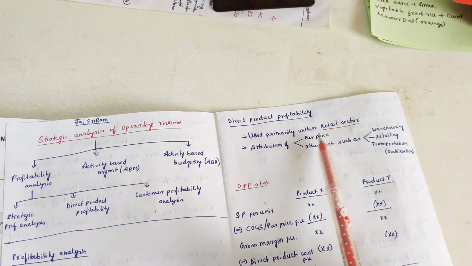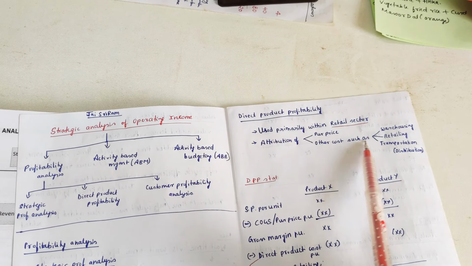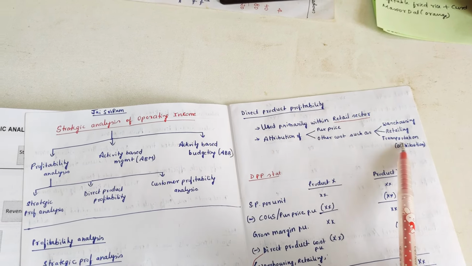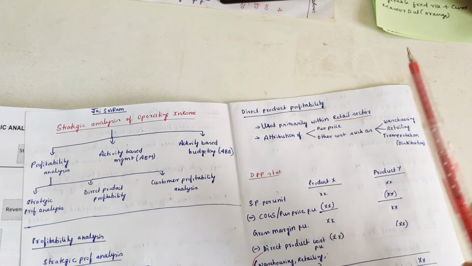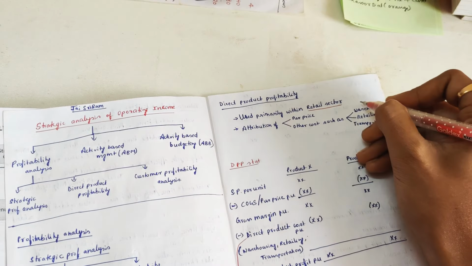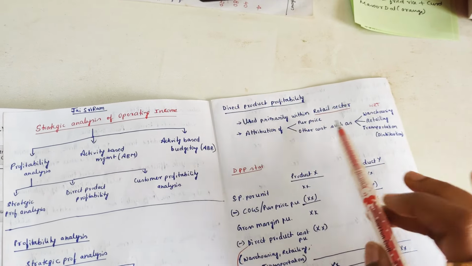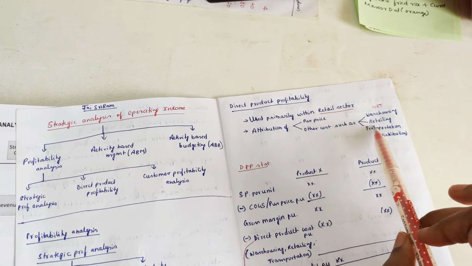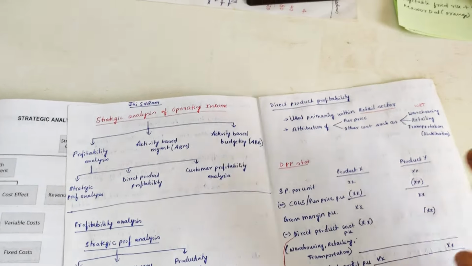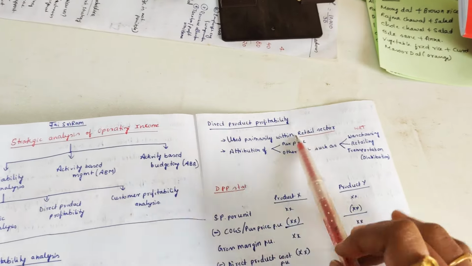Attribution of purchase price and other costs such as warehousing, retailing and transportation, WRT. Transportation also includes distribution. So this is direct product profitability.